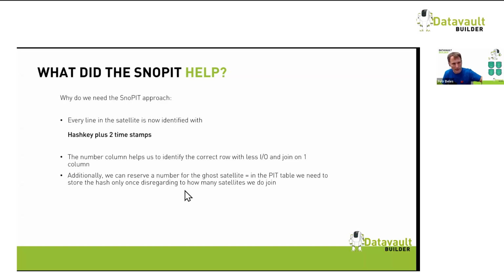And what does it help as well? The nice thing is that we now have an identity sequence that we control. We can add the record for the ghost satellite in this integer as well. So we don't need a separate column to identify if we link to the ghost record or not. We can just use record 0 or 1, whatever, and then start the sequence 1 higher to link to the ghost record.